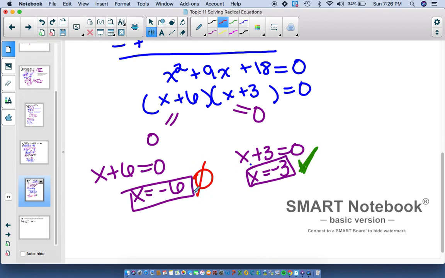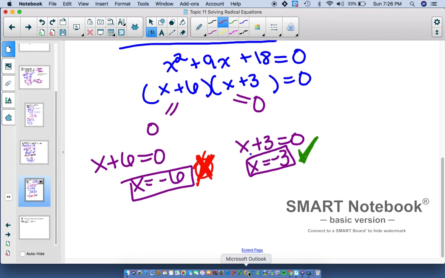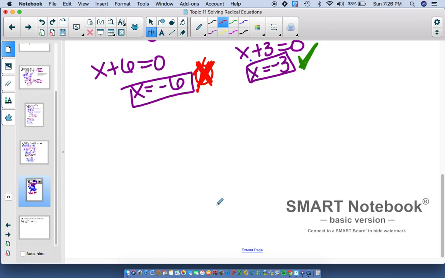This is the null symbol. I just meant that it doesn't work. Okay, so whatever you want to use to show that it doesn't work, you could just put an X. Okay, but yeah, plug it in and make sure you can tell. Let me show you why negative 6 doesn't work. So let's check negative 6. So check.